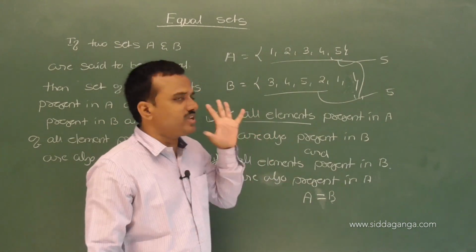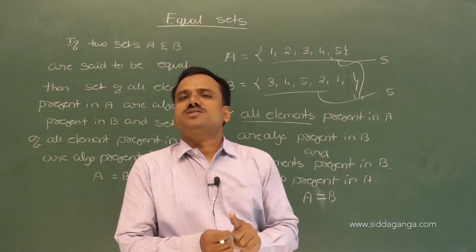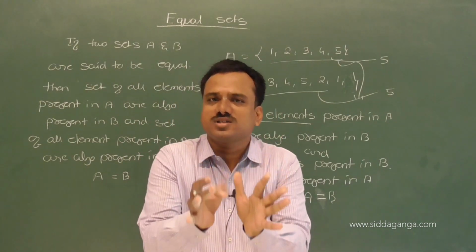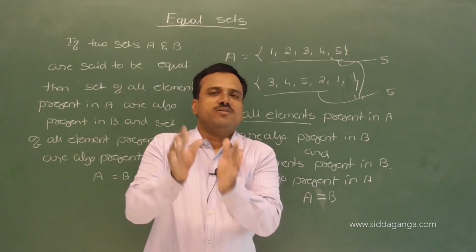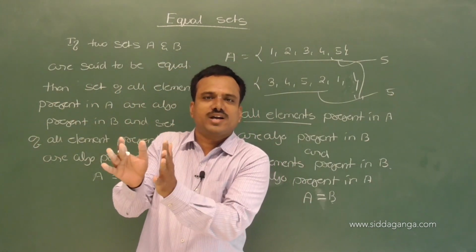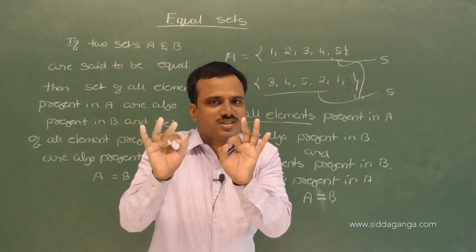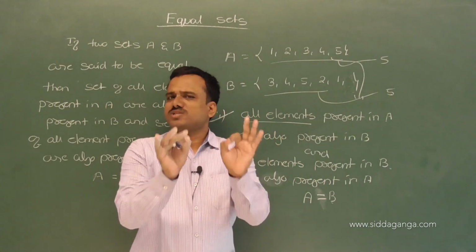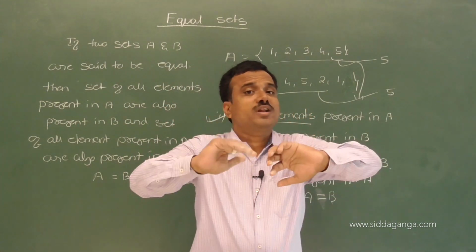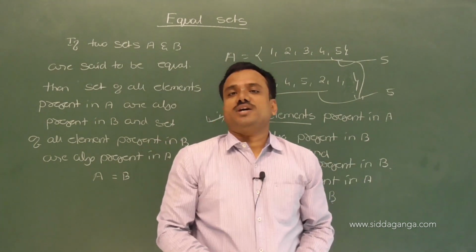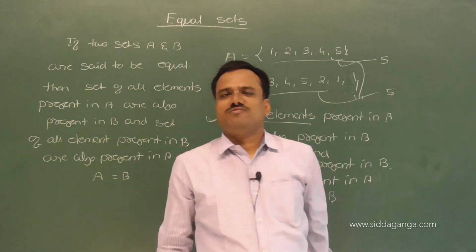Clear? So these are the three concepts. First one is the empty set. Empty set means a set which does not contain any elements. Then that set we call an empty set. One more is the finite set. A set which is empty or in which a definite number of elements are present, we call a finite set. Otherwise it is an infinite set.